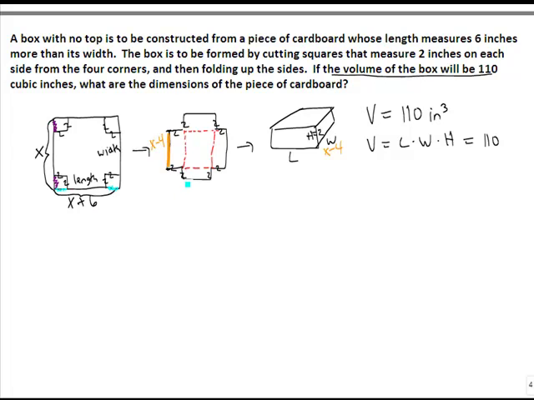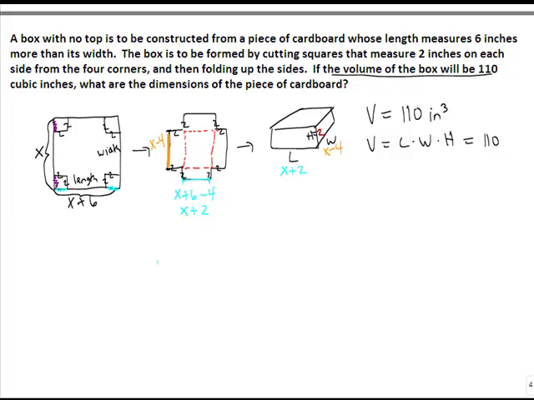So that would be this length right here. So it's x plus 6, take away 4, and if we simplify that, that gives us x plus 2. So the new length is x plus 2. So we have our height is 2, our width is x minus 4, and our length is x plus 2. So all we have to do now is multiply all 3 of those together and set that equal to 110.